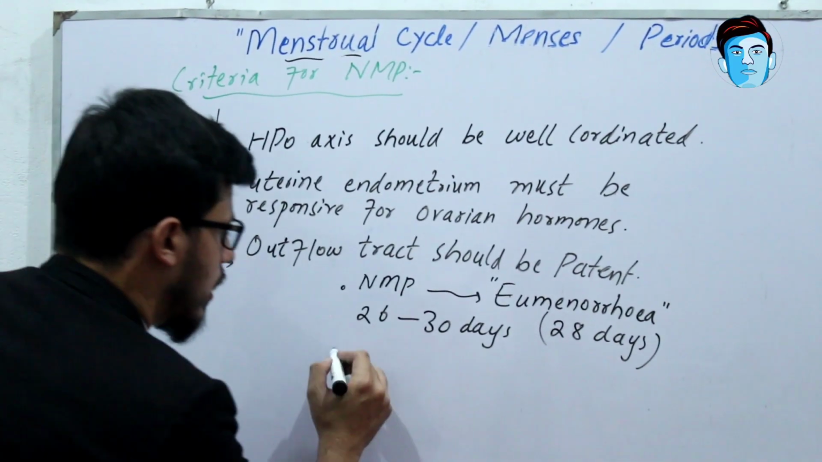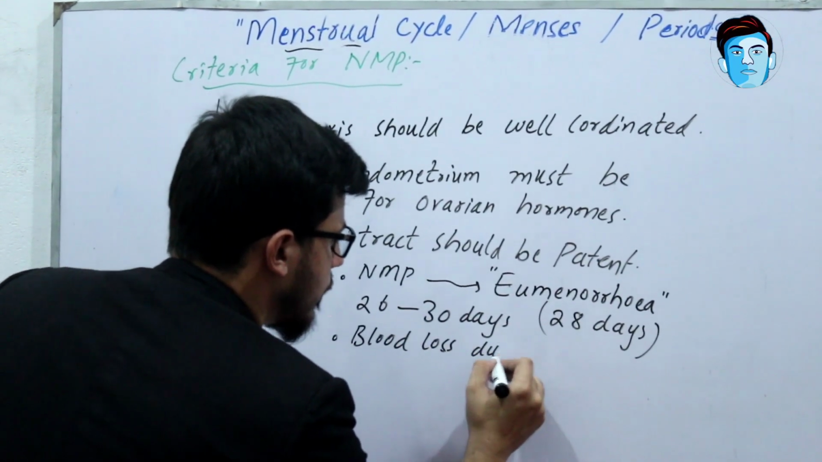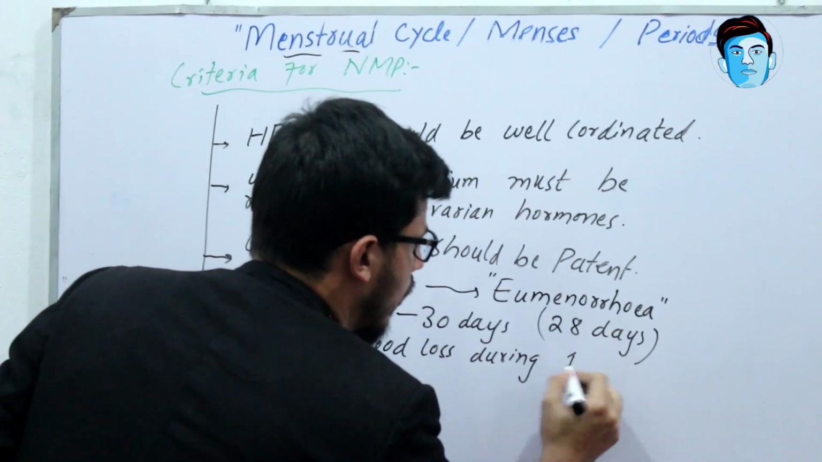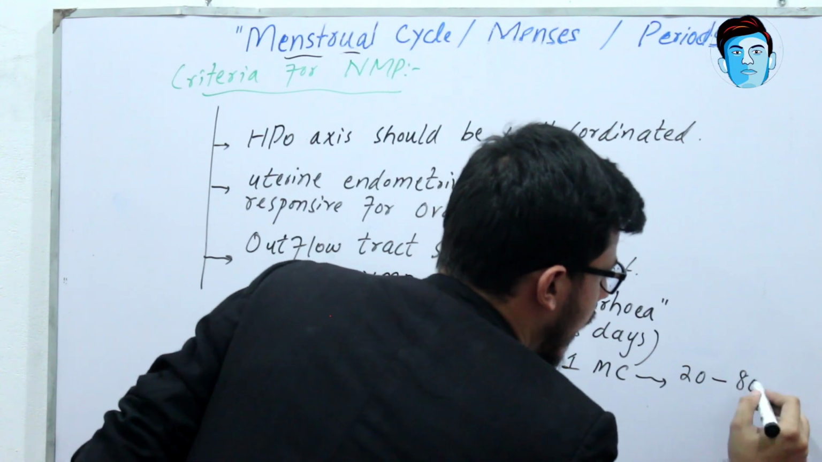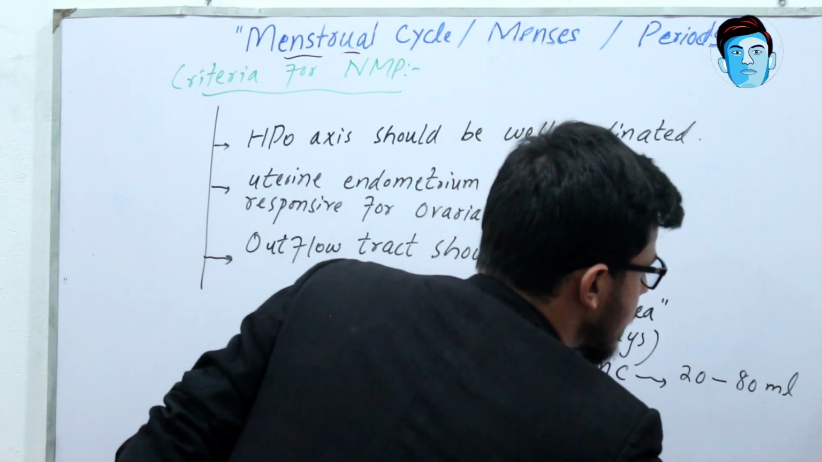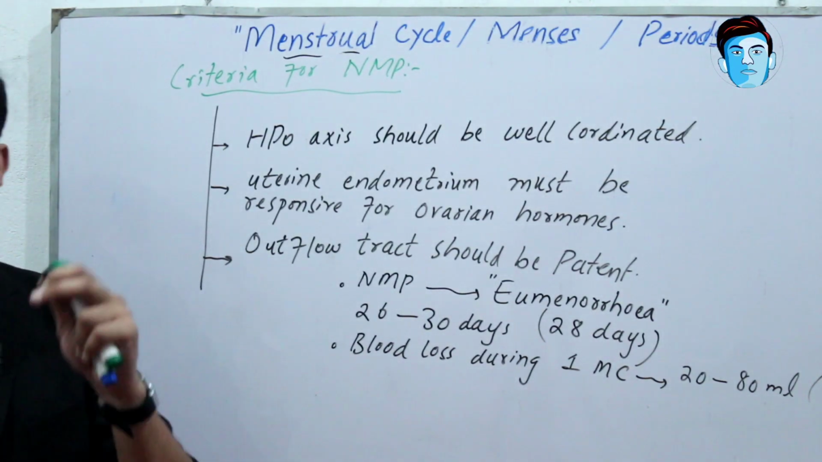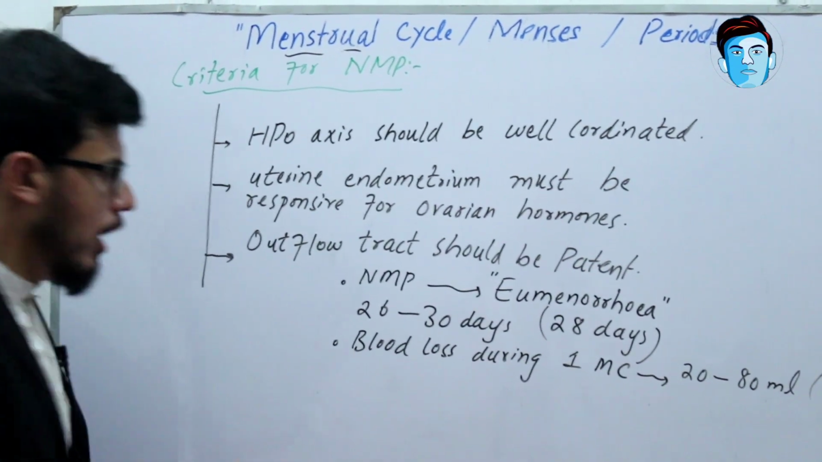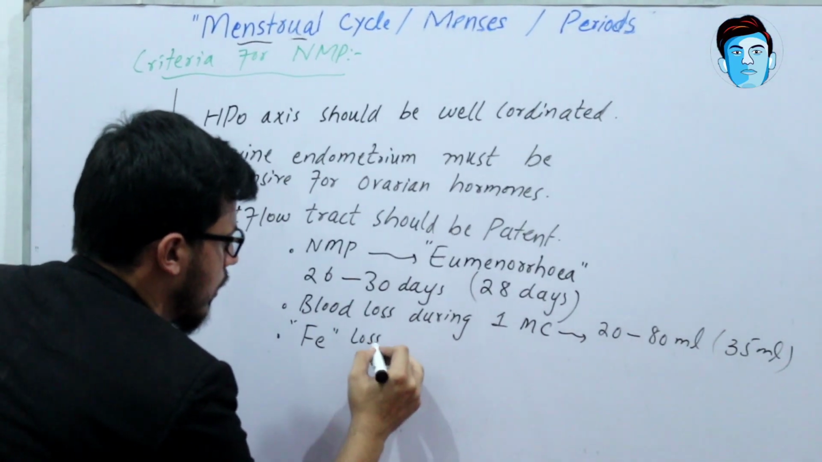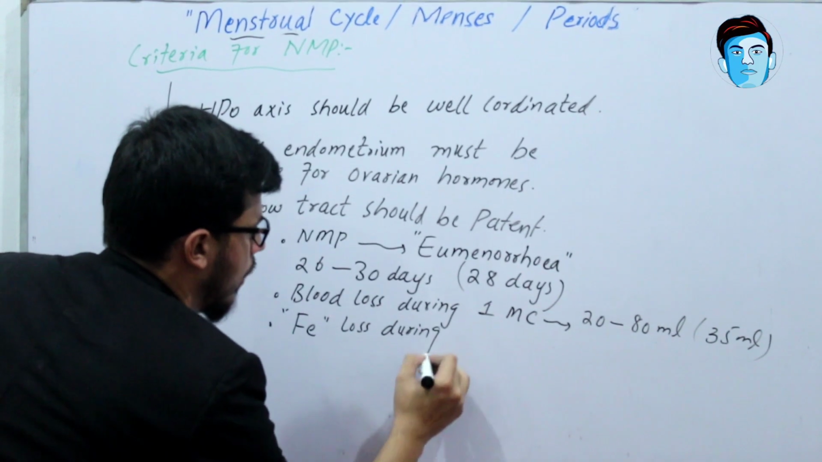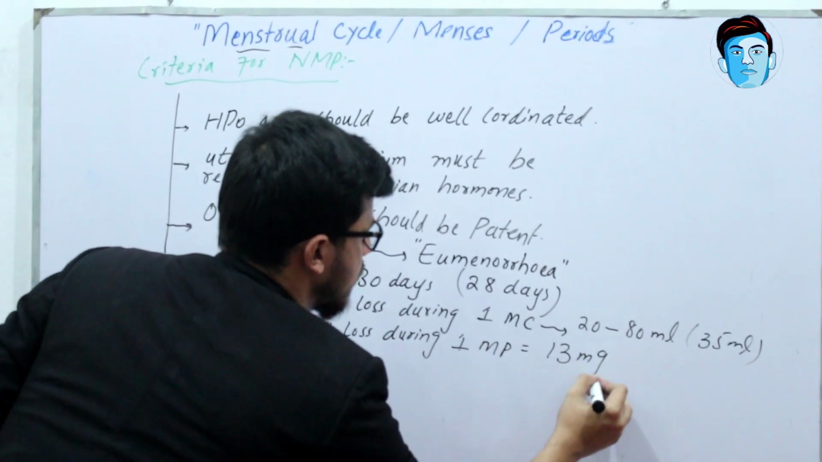Blood loss during one menstrual cycle is 20 to 80 ml, so on average we can say 35 ml. Another very important question is how much iron is lost during one menstrual period. Iron loss during one menstrual period is 13 mg.